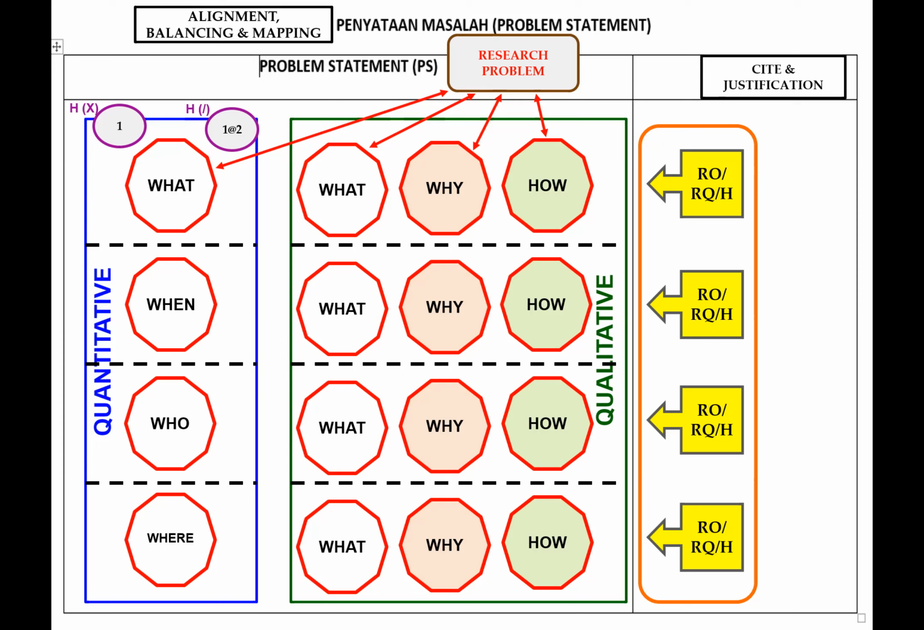So that's why you can know that in quantitative, we only look for what, when, who, where. Very structured. But in qualitative, yes, we can still use what, but the critical one is why. Why? Because you don't understand why. You ask, why do we need to do this? Why? Still why? After you are done with why, then we need how. In industry, basically we use qualitative.